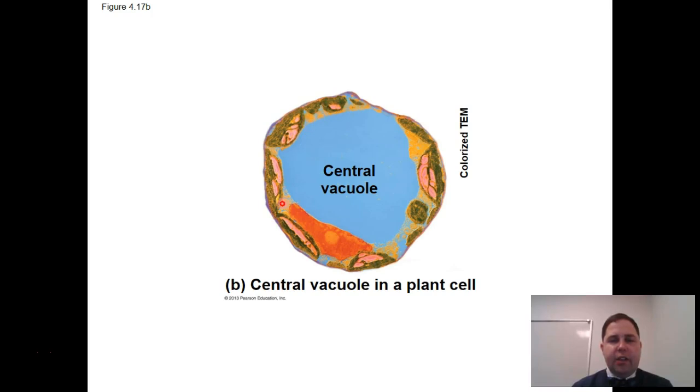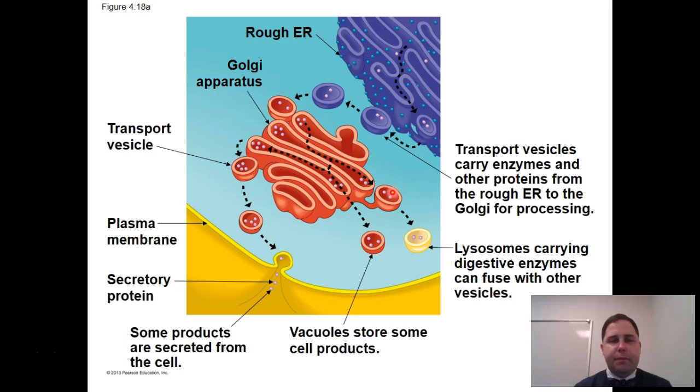Plant cells have a large central vacuole, and we mentioned that is a unique feature to plant cells. And so you can see that the plant cell is kind of squished around, and most of the volume of the cell is taken up by a central vacuole.